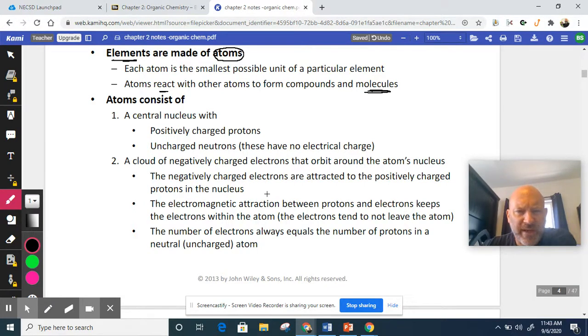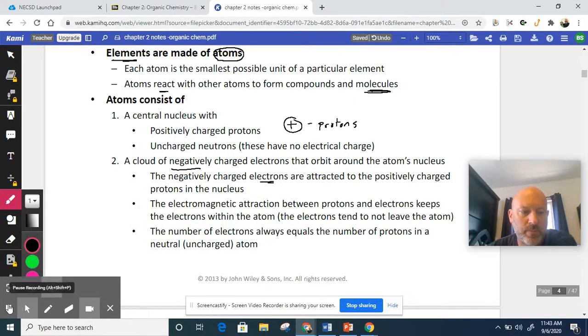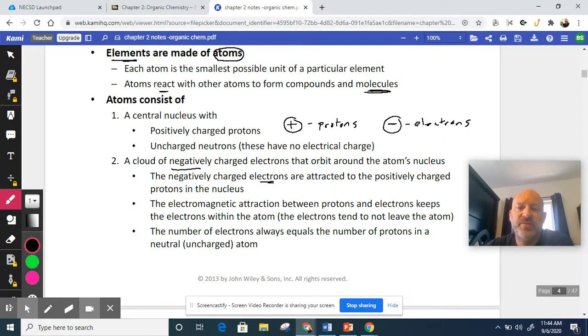If we look at the atom, we could break it down into a couple different parts. We have positively charged particles. These are called protons. We have negatively charged particles. These are called electrons. So the negative ones are called electrons. And as you can imagine, the negative ones and the positive ones are attracted to each other.